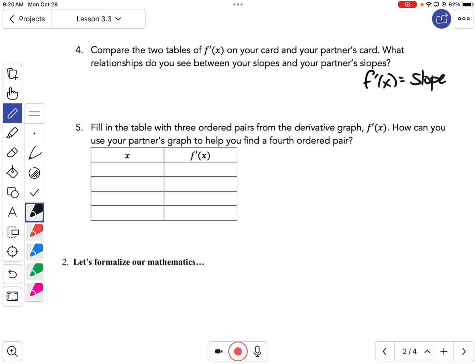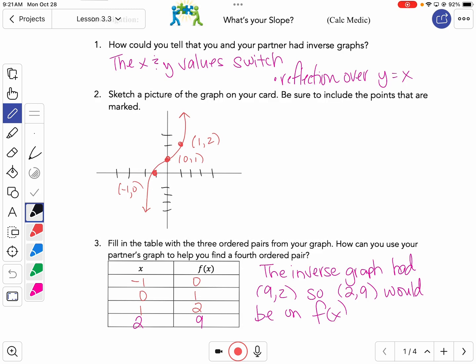So f prime equals slope. Let's look at our tables that we've got here. I like to fill in my derivative table first before I answer number 4. So I have -1, 3; 0, 0; and 1, 3. What that's saying is if I go to my original graph, the slope at -1 would be 3. The slope at 0 would be 0. The slope at 1 would be 3. So this is the slope of my tangent. Let me sketch those in on my graph so you can see it. It tells me at the point 1, it would be, well, it helps if I can write.